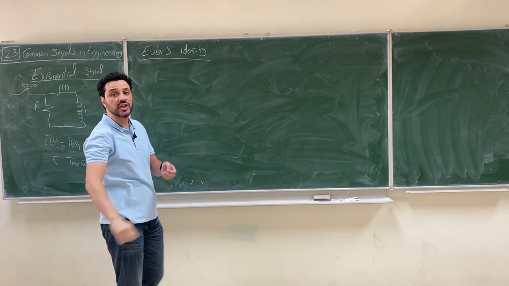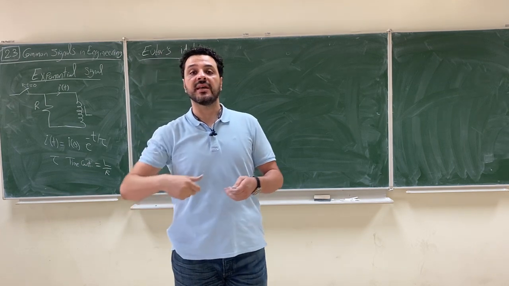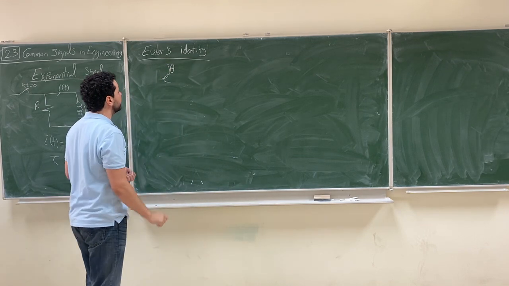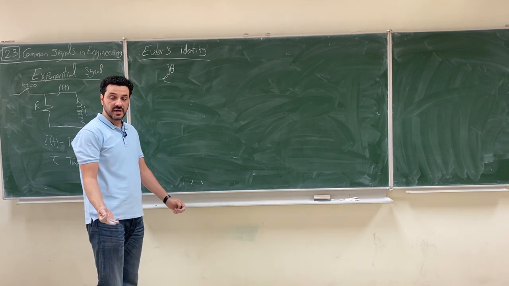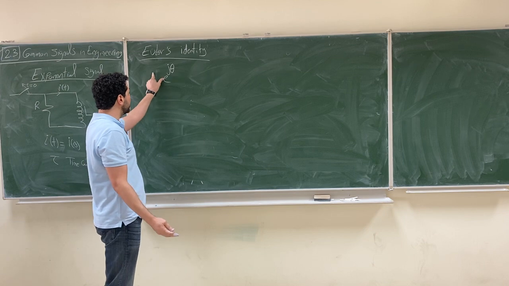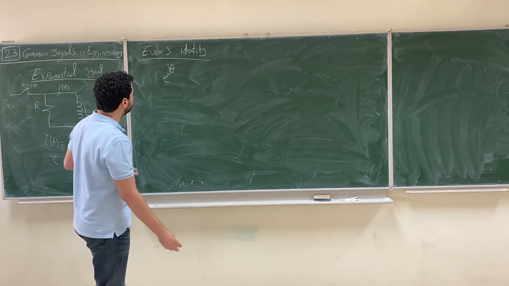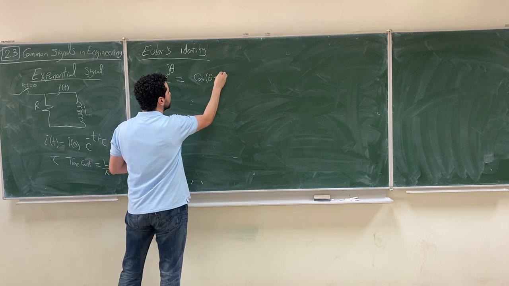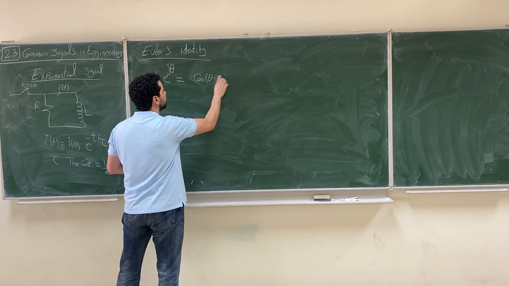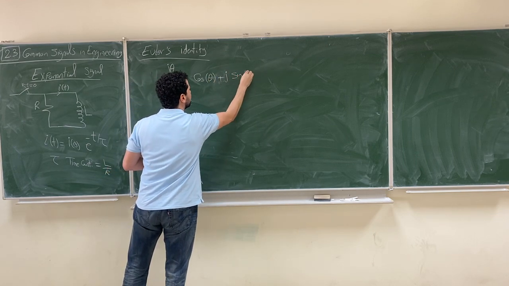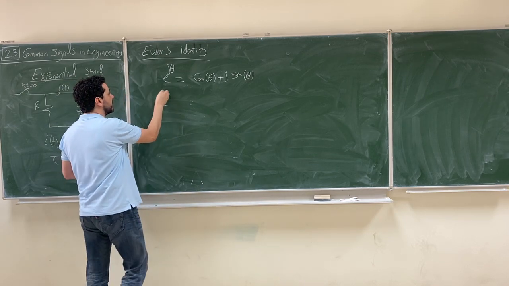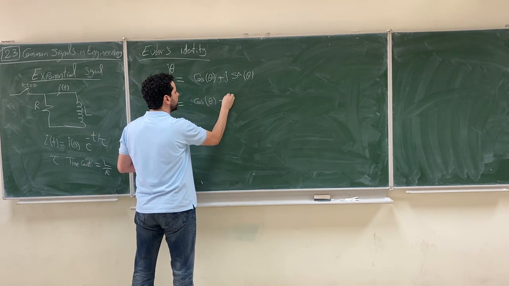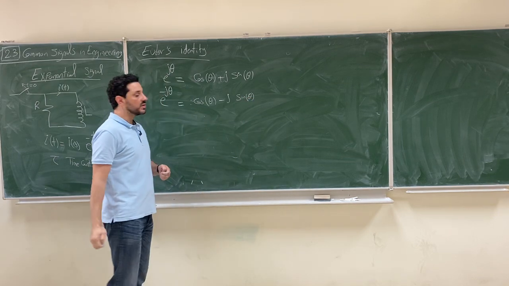Euler's identity relates the complex exponential functions to the sine and the cosine. Euler's identity says that exponential j theta, which is a complex number that has magnitude 1 and angle theta, right? The magnitude is usually written here, and the angle is written here. This is a complex number with angle theta. It says that exponential j theta can be written as cosine theta plus j sine theta. And exponential minus j theta is cosine theta minus j sine theta. So this is called Euler's identity.